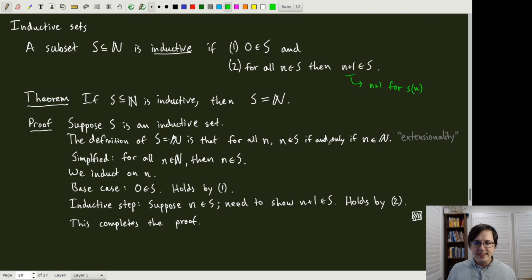So let's simplify this logically. Every n is an element of the natural numbers. And also, we know that S is a subset of ℕ. So we can simplify this to just checking that for all n in the natural numbers, n is an element of S, because the opposite direction is already satisfied. So to do this, let's induct on n.